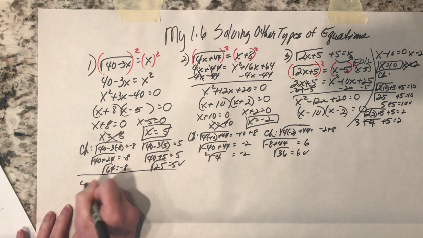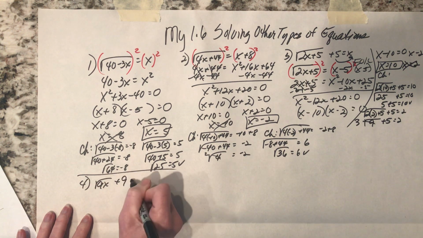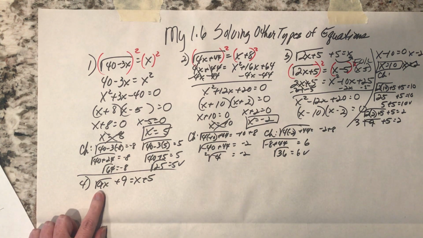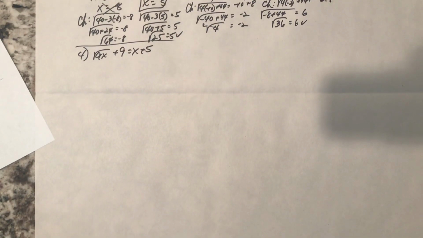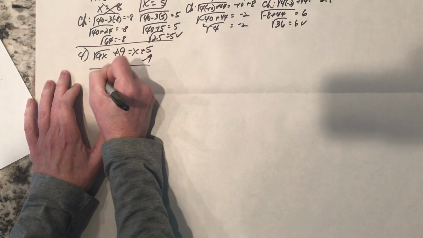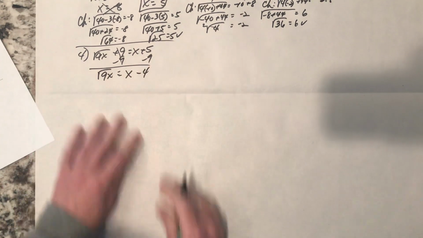Last one in this group of first problems. Square root of 9x plus 9 equals x plus 5. We need to isolate this guy. Let me scoot us down. Now that we're just about through, I'm remembering that almost every time, move the 9 over. We get the square root of 9x equals x minus 4.